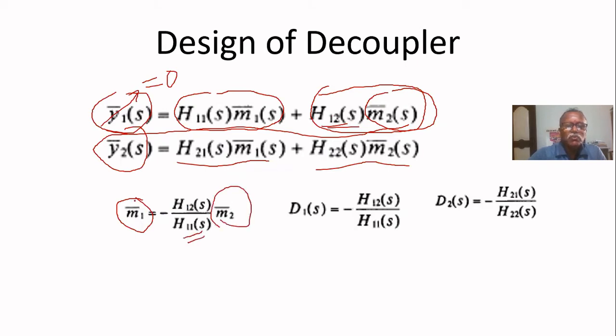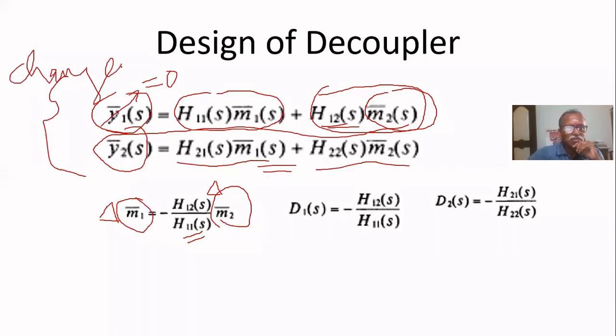That means delta M1 equals minus H12 by H11 multiplied by delta M2. Already we know that if you write in S domain, those are only small changes. It is the equation for changes, and these are all equations for changes that we should keep in mind.